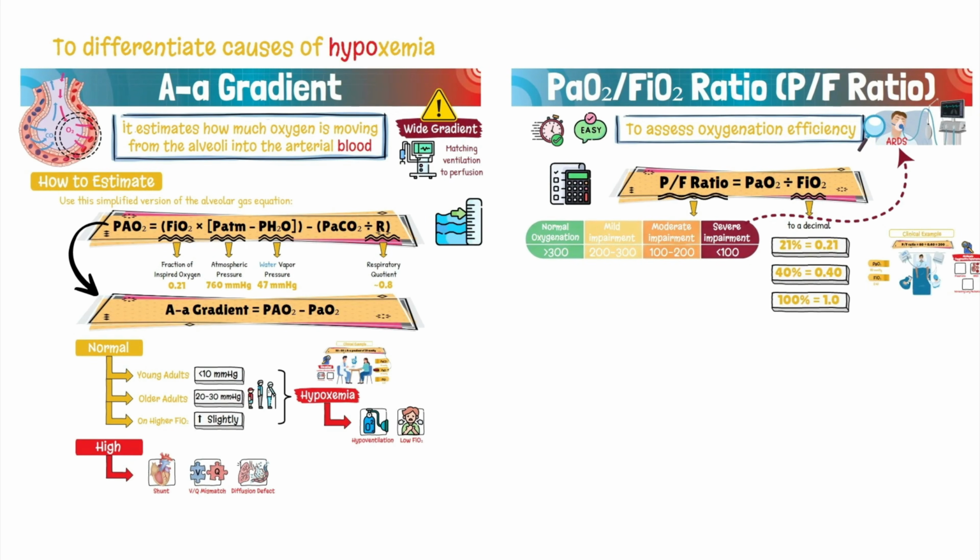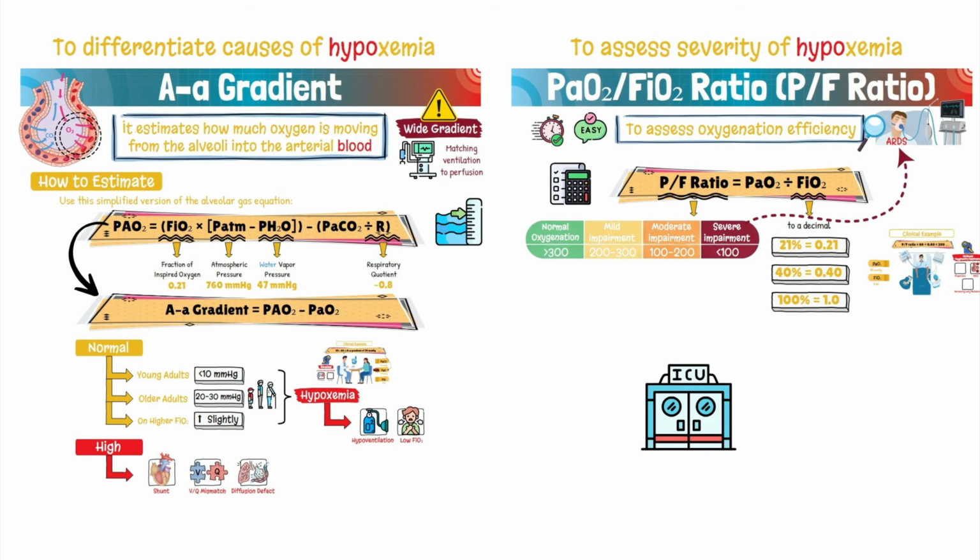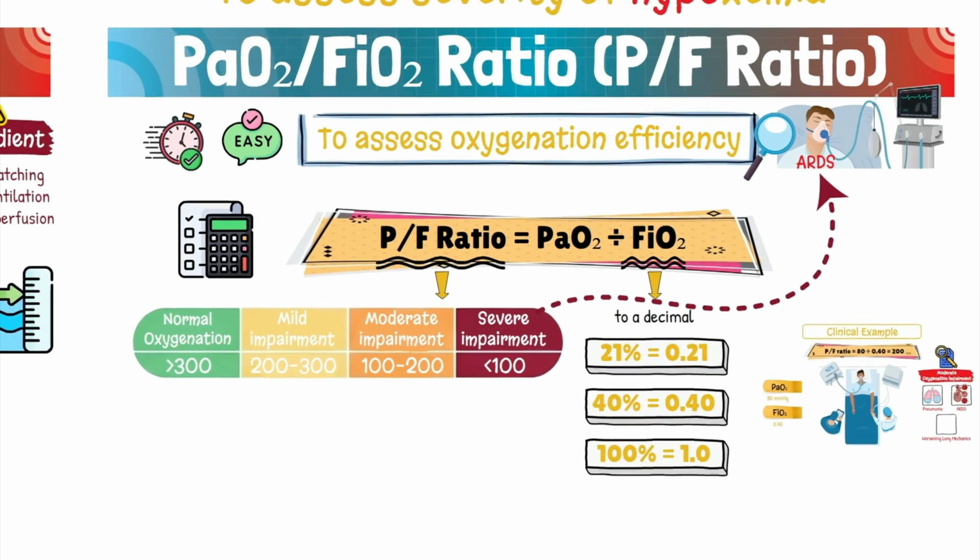The PF ratio, on the other hand, doesn't focus on the cause, it tells you about the severity. It's especially useful in ICU patients or anyone receiving supplemental oxygen. The PF ratio gives you a quick way to grade how impaired oxygenation really is, and whether the patient meets criteria for conditions like ARDS.